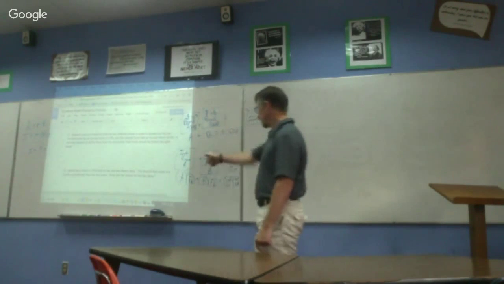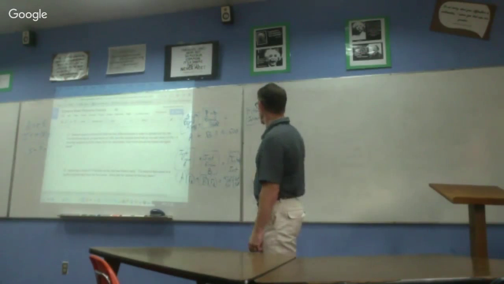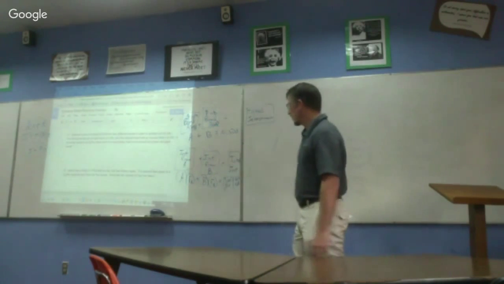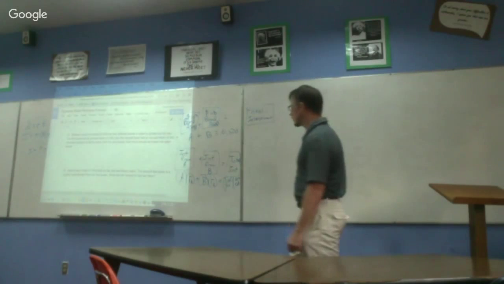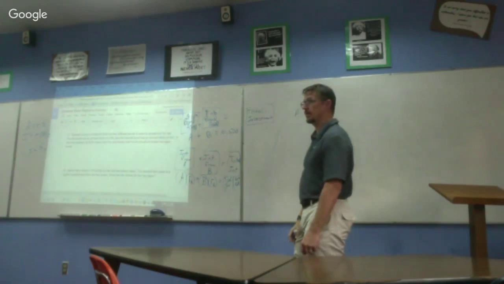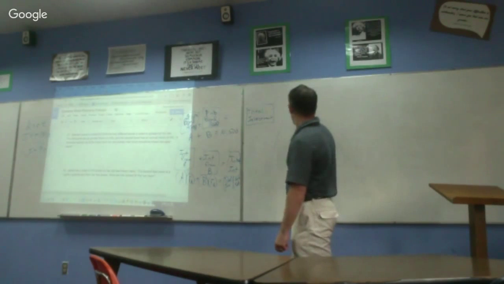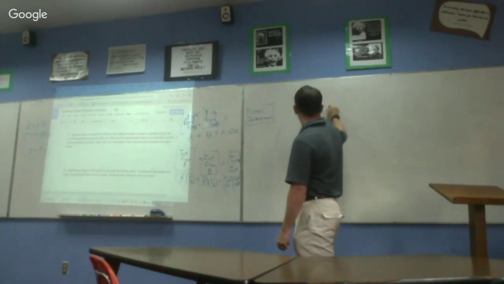Well, now we can go back, and I'm running out of room. Okay? Well, A is just A. What's the rate for A? 0.1. What's the rate for B? 0.06.